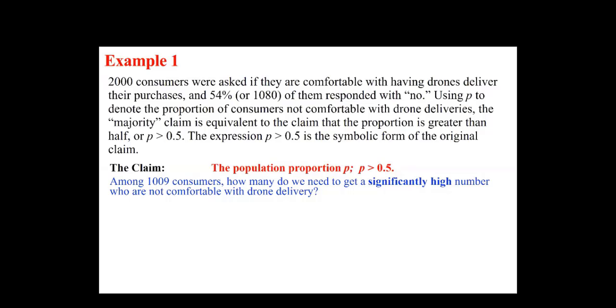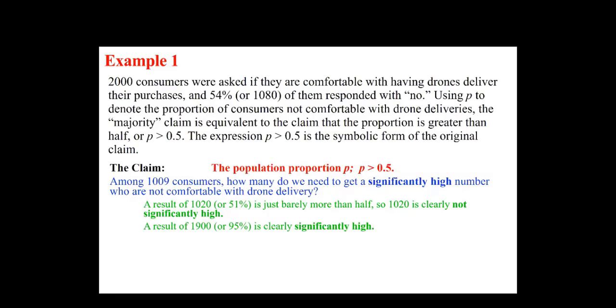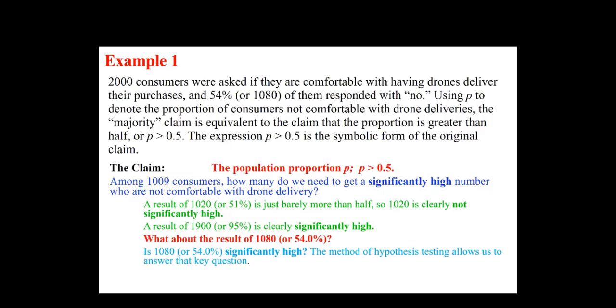As you can see here, if we get 1,020 or 51%, it's just barely more than half. So 1,020 is clearly not significant. We're looking at just the percentage here. The result of 1,900 or 95% is clearly significant. What about 1,080 or 54%? Is that significantly high or not? By the way, this is 2,000.